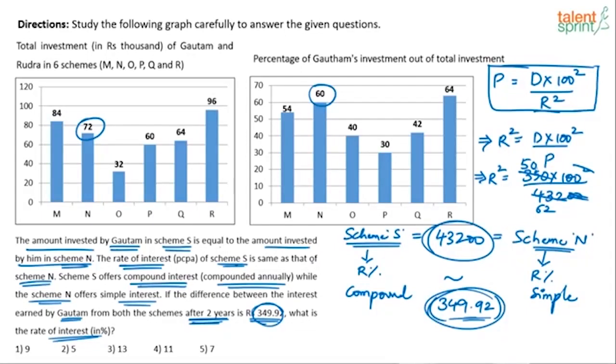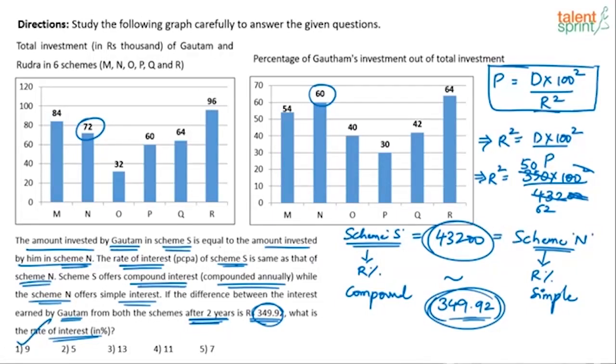Or, taking it further, this will be like 5 by 6. 5 by 6 is 0.833. So 0.833 into 100 is 83.3. So R square is 83.3. R should be somewhere around 9, approximately 9. Yeah, it should be slightly around 9. Option 1 is the answer.